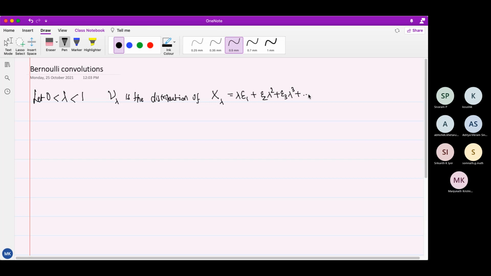The infinite series, where the epsilon n are independent plus or minus 1 with equal probability. So you form this series with lambda, lambda square, lambda cube. Each term is given a sign plus or minus 1 independently with probability half. So that is what x lambda is, a random variable. The convergence is clear, right? Because it converges absolutely: with absolute values, it's lambda, lambda square, lambda cube, which converges because lambda is between 0 and 1. So that is a well-defined random variable, and nu lambda is its distribution.